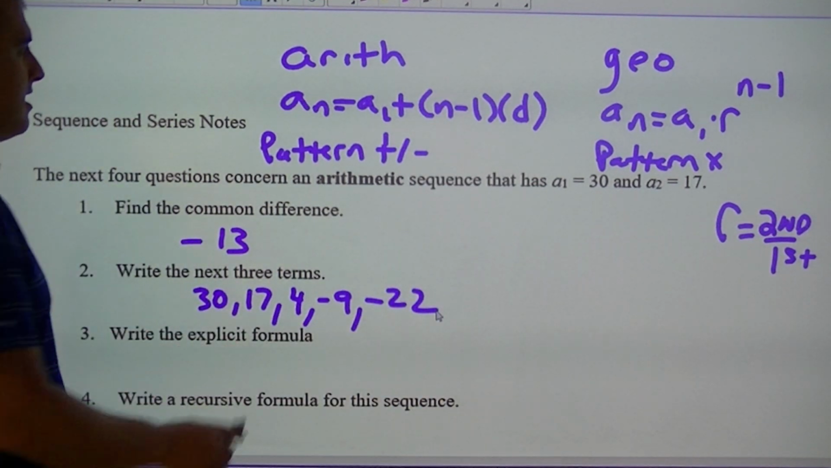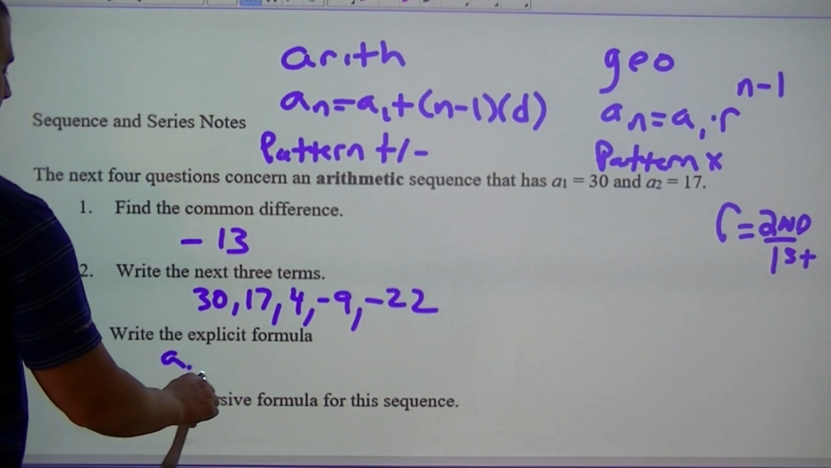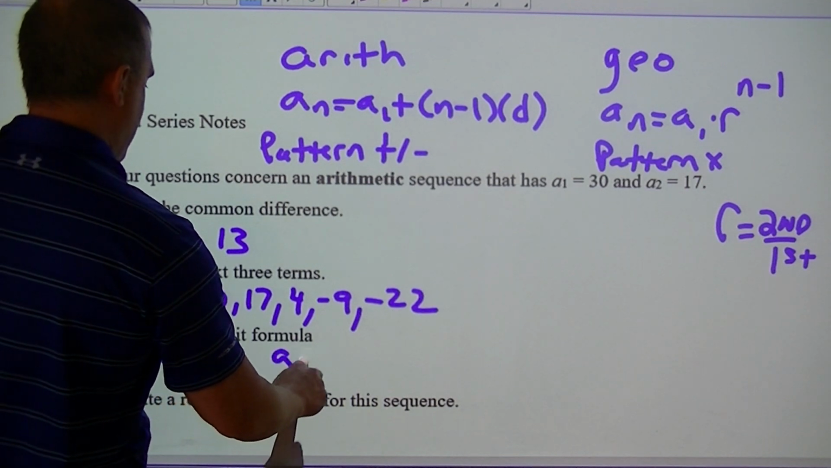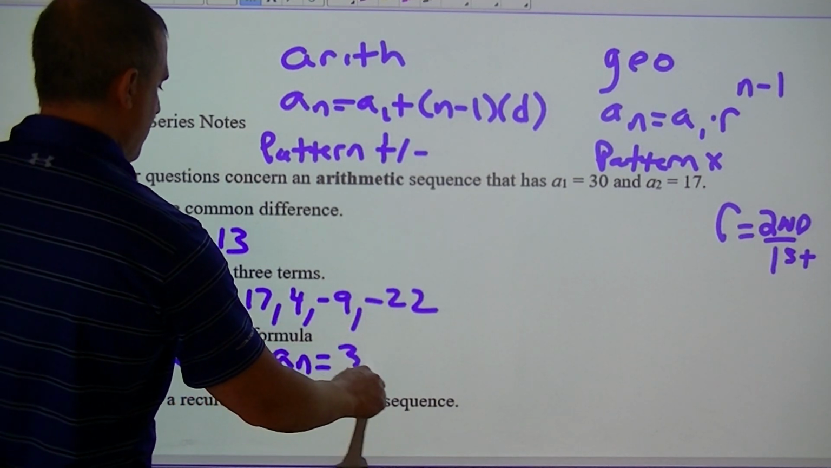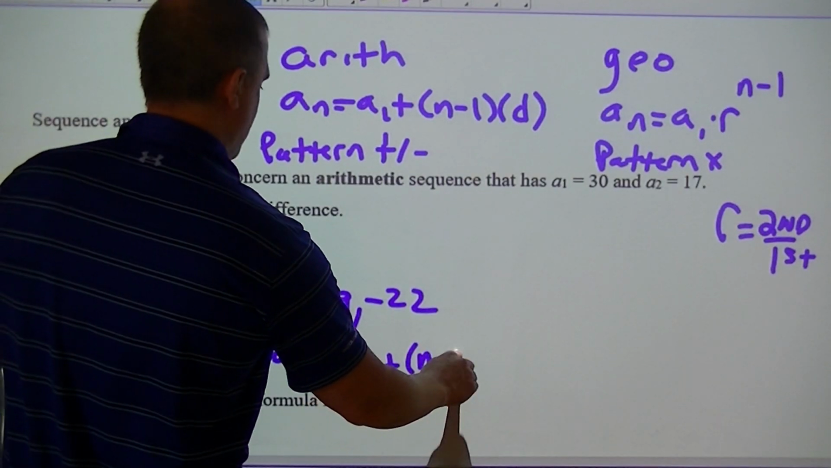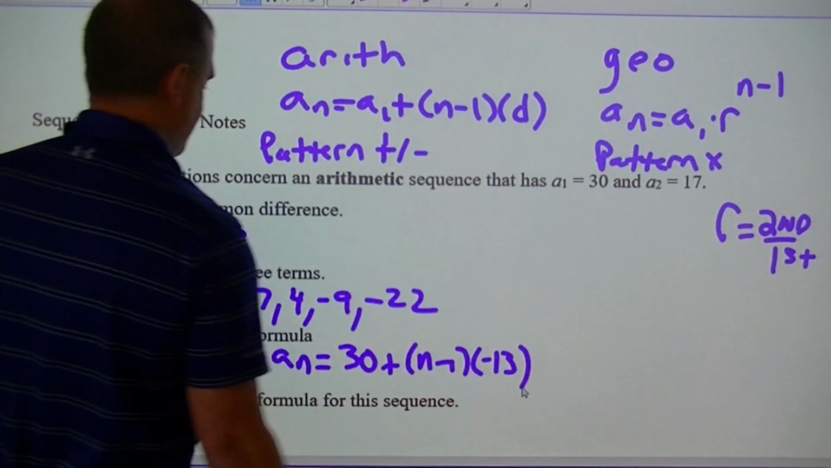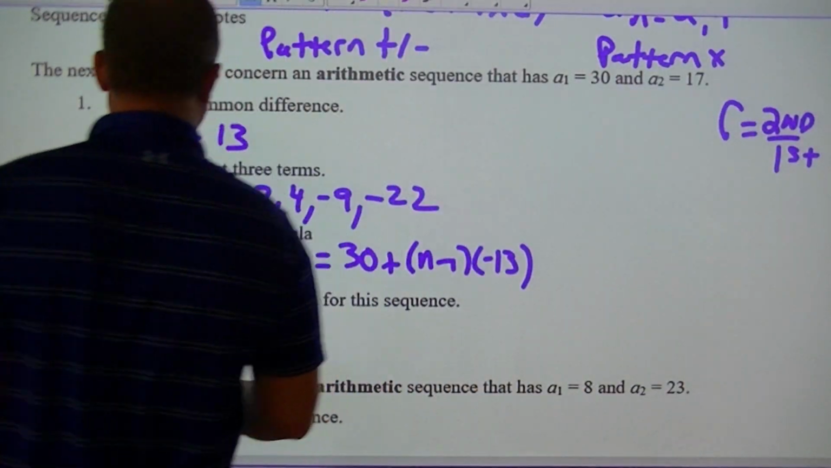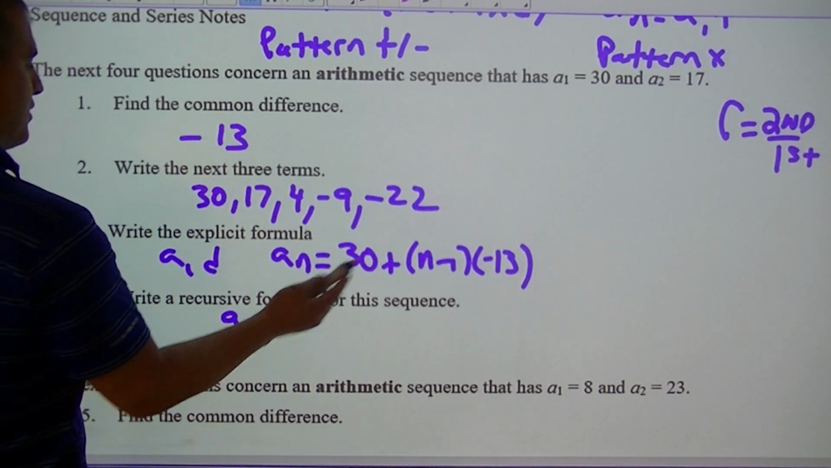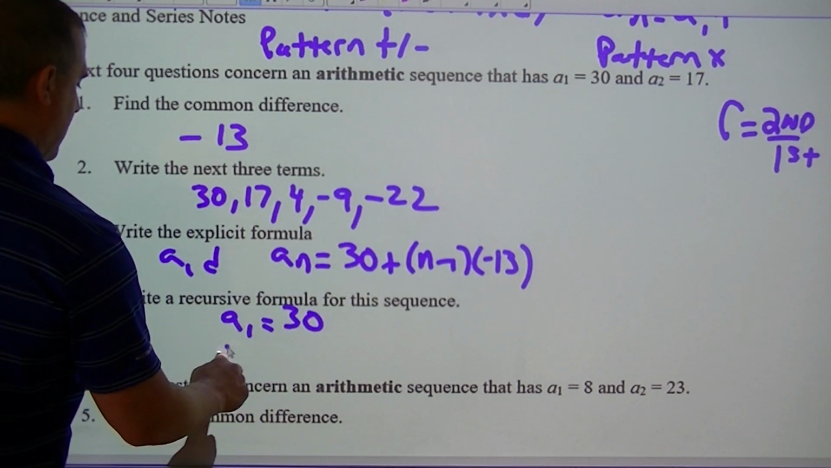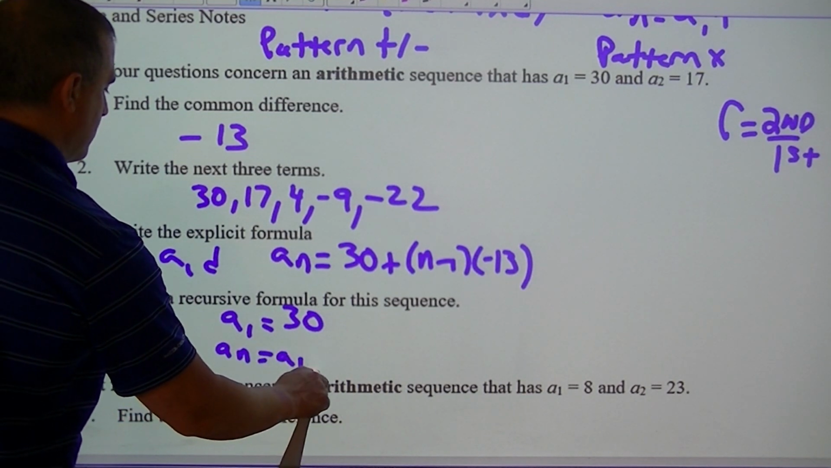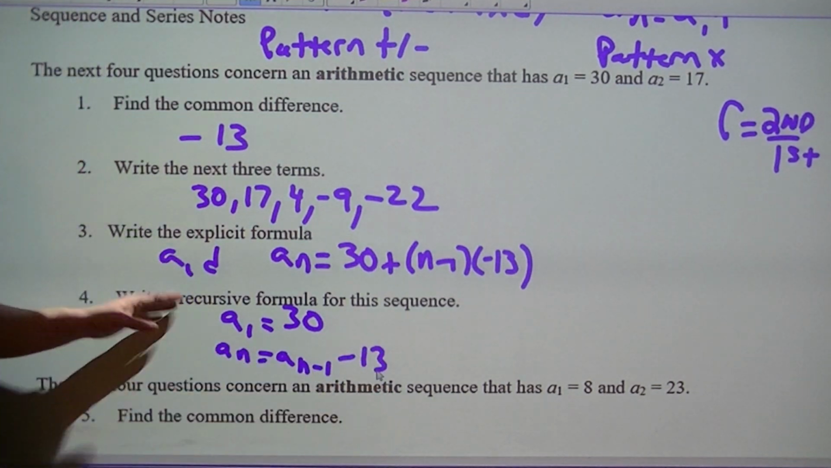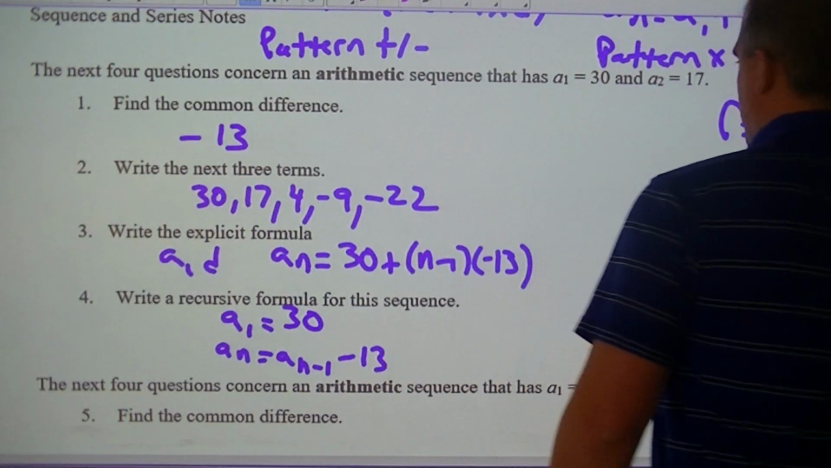The explicit formula, the only things you have to fill in for the explicit are the A1 and the D, the difference. So what you're going to have here would be An equals A1, the first term, 30, plus n minus 1, where the difference is negative 13. For the recursive formula, you write A1 equals 30. And then An equals An minus 1, where for the recursive I just put the pattern, so whatever your pattern is goes right there, of minus 13. Okay? Move this up.